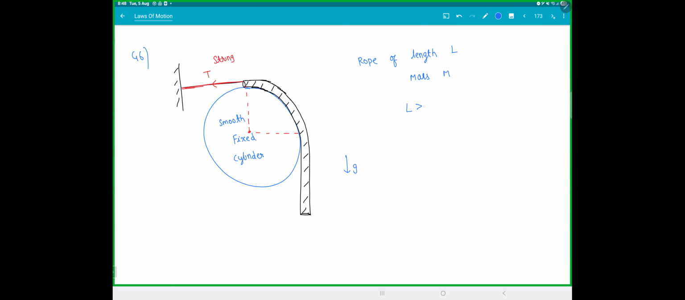The length of the rope is greater than pi r by 2, where r is the radius of the cylinder. Find tension in the string. Is the picture clear, everyone?